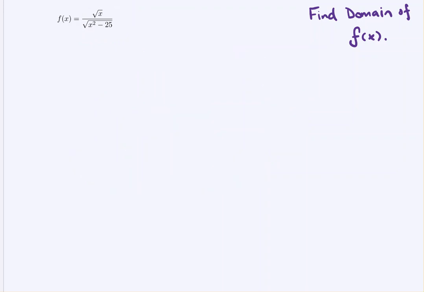Now the first thing I look at when I see this function is I very quickly see it involves a fraction. Not even interested in what the fraction's made up with yet. I just know that fractions immediately tell me that the bottom of the fraction can't be 0. And specifically, what is the bottom of the fraction? Square root of x squared minus 25. Can't be 0 because it's in the bottom of a fraction.